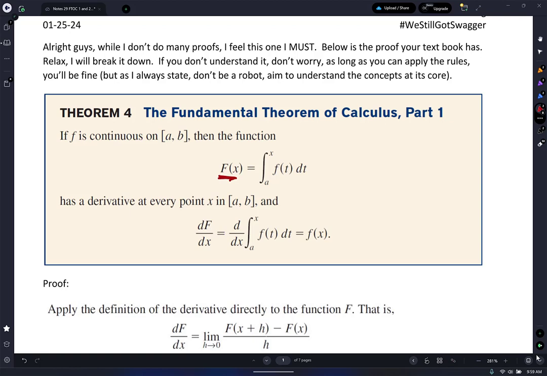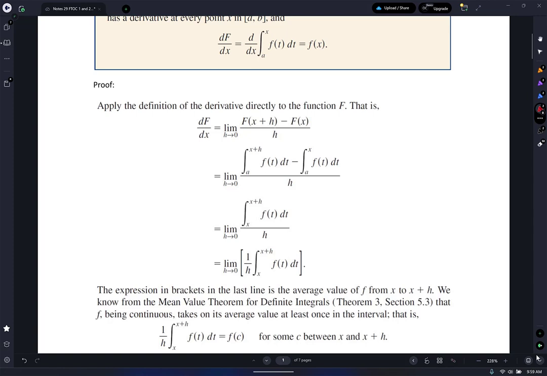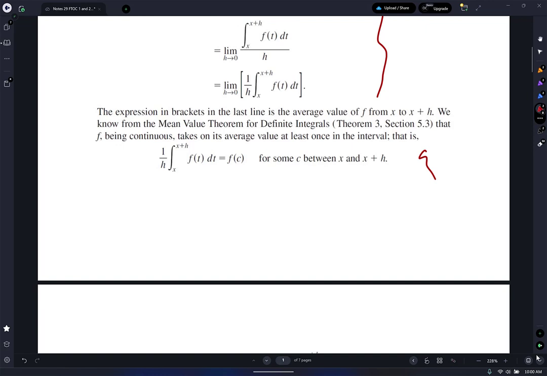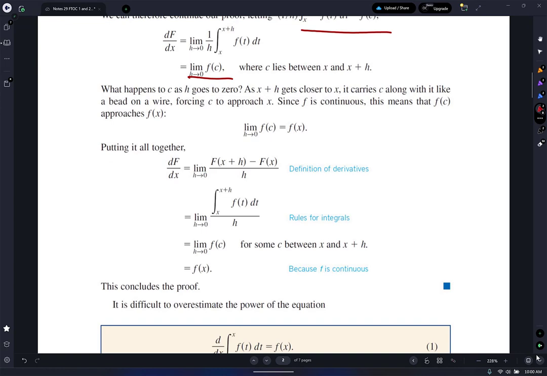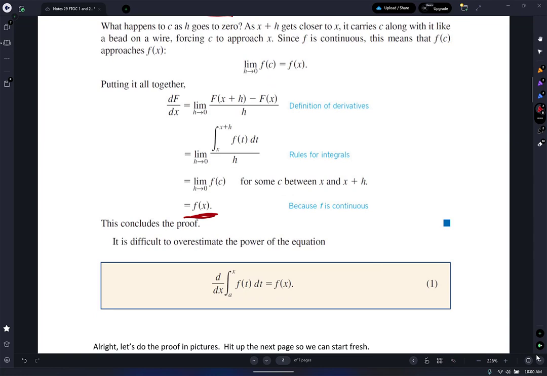And don't worry, I'm going to make the proof easy for you guys. So look, here's the proof. And then they continue it, and they're like, oh, look, some x value between x and x plus h. Boom. And then it continues. We can therefore continue our proof by letting blah. And boom. And then for some value, it just goes f of x. And then they go, yeah, so look, the derivative of this integral from a to x is just f of x. Does that make sense to you guys? All right, we're going to do that same proof, but with pictures, because I know you guys love pictures.